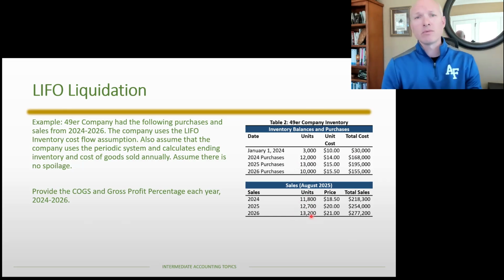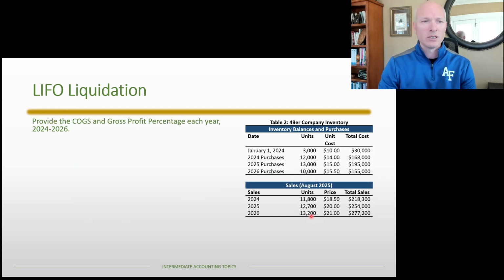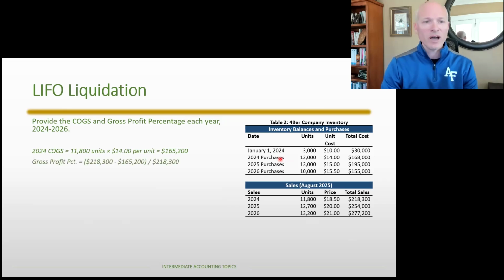I do go slower in the other version of this that's already posted, but we're going to move quickly just to show this to you. Hopefully it doesn't lose you too much. But essentially, in 2024, our cost of goods sold, everything's coming from that 2024 layer, because we bought more than we sold. And so our cost of goods sold is 165, which gives us a gross profit margin of around 24.3%.